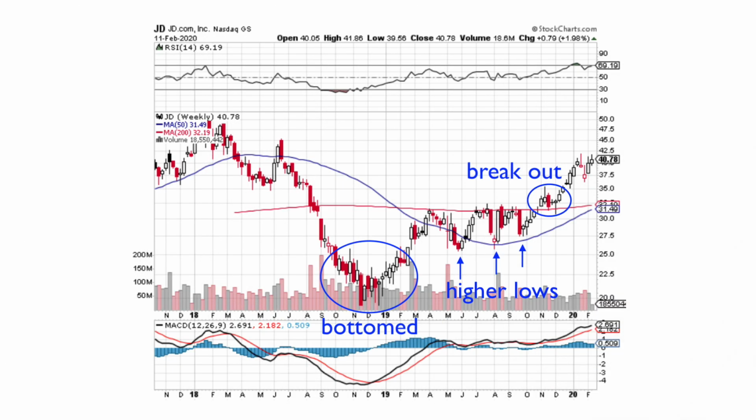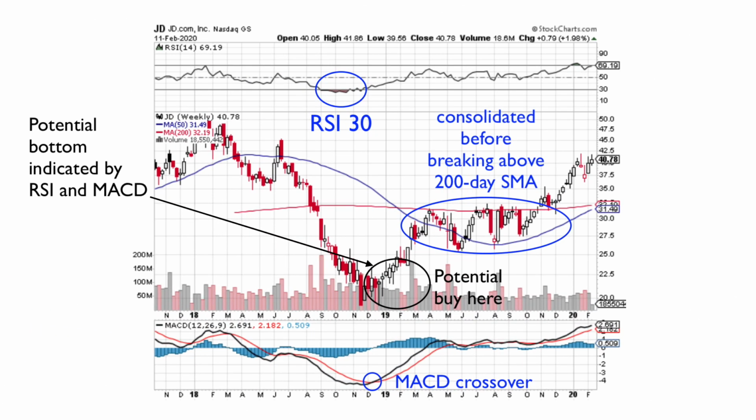It bottomed and then consolidated with higher lows before breaking out from the resistance that was marked by its 200-day simple moving average, or SMA, that's in red. Notice that two indicators suggested a potential bottom.